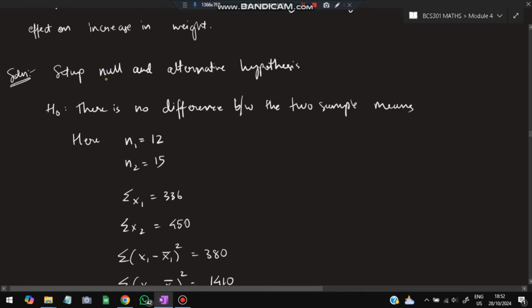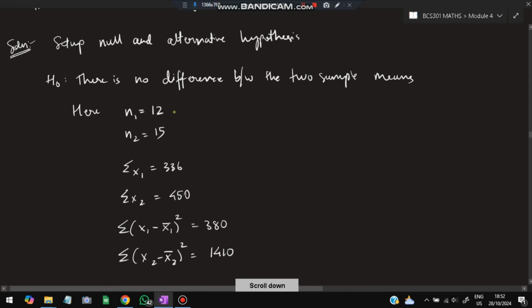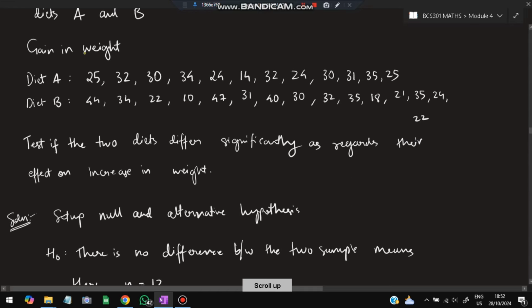Now, first set up a null and alternate hypothesis. The null hypothesis H naught is that there is no difference. First, we'll assume there is no difference, and then we'll proceed. Now, what is the n1 value? 12, and the n2 value is 15. How will we calculate the n1 and n2 values? Count how many values they have given in this sample and how many in the other. Here they have given 12 values and here 15 values. So n1 is 12 and n2 is 15.